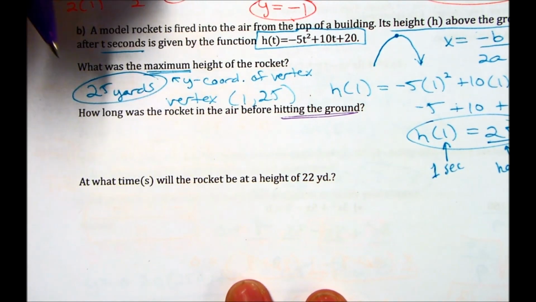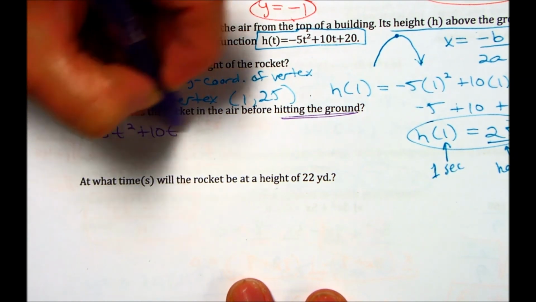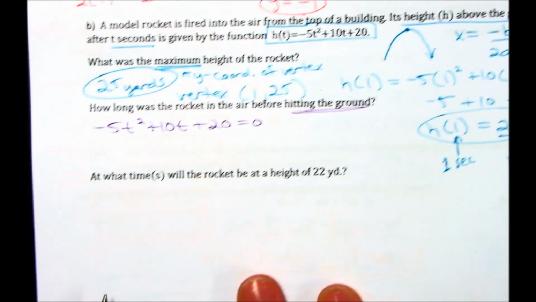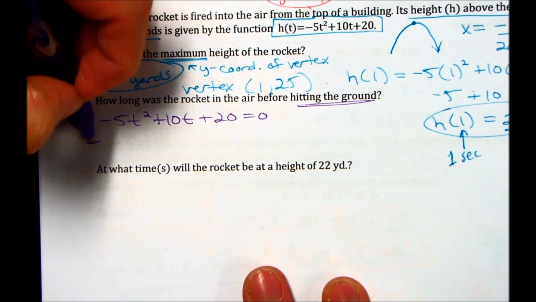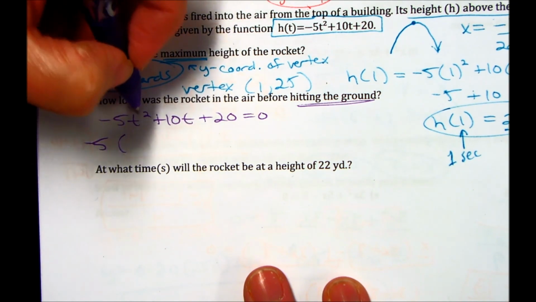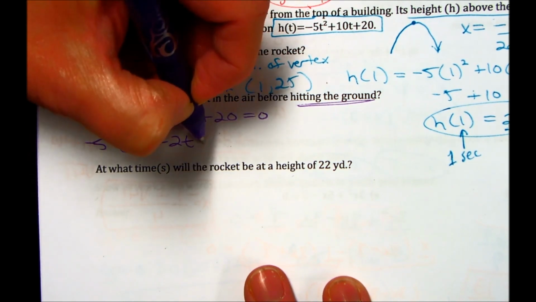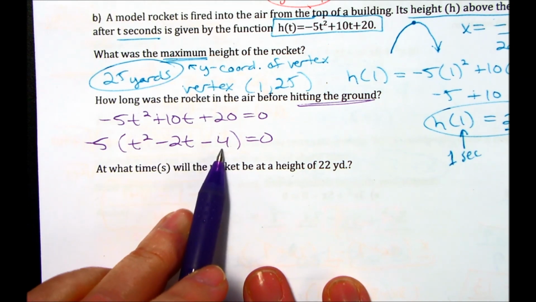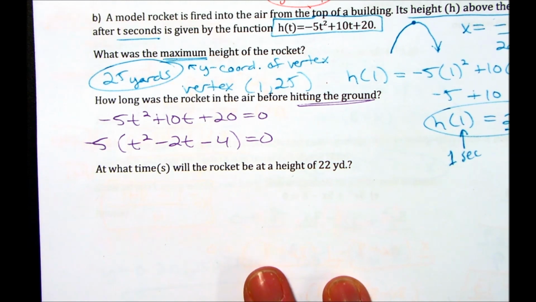I am running out of time here, so I'm going to kind of rush through this. You're going to set the equation equal to 0 and solve. So if you look at this, I could factor out the negative 5, and I can try to solve this by factoring. All of these can be divided by 5, so I get t squared minus 2t minus 4 equals 0. But then if I try to factor this, there are no numbers that multiply together to equal 4 that have a difference of 2. So that's not going to be factorable.